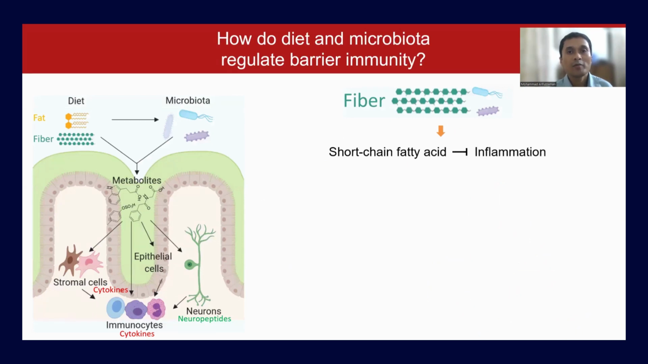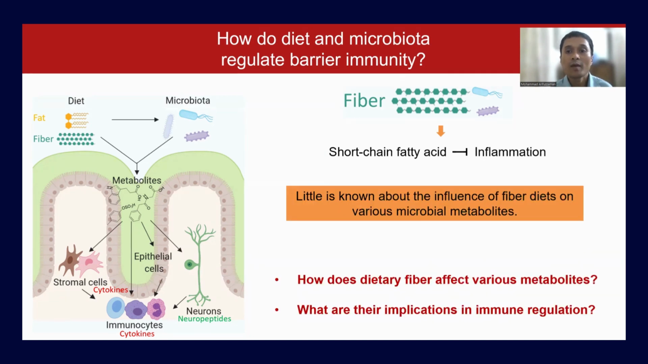We know that microbiota produce hundreds of metabolites, and these metabolites can regulate immune cells either directly or by regulating other cell types like epithelial cells, stromal cells, or neurons. And diet can regulate both the composition and metabolic output of the microbiota. For example, dietary fiber is converted by microbiota into short-chain fatty acids, and this has anti-inflammatory effects. But little is known about the influence of fiber diets on various microbial metabolites. So I wanted to know, how does dietary fiber affect various metabolites and what are the implications in immune regulation?